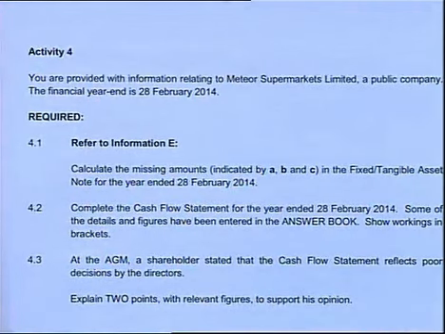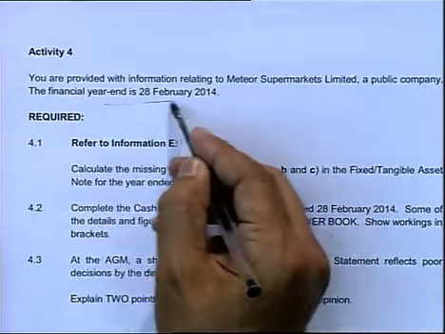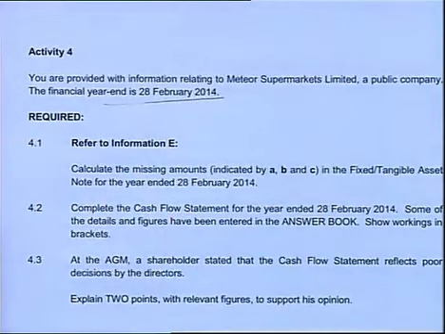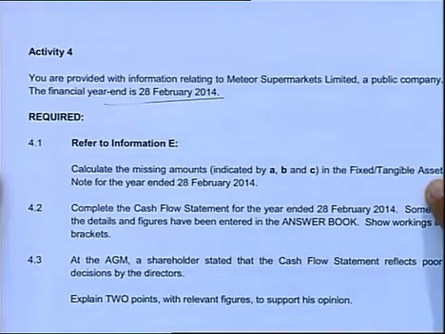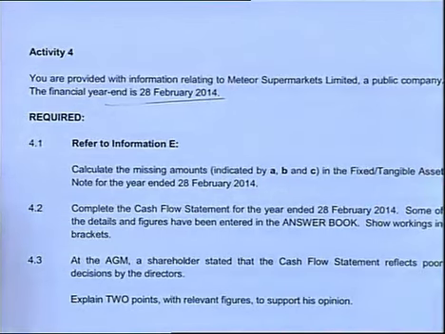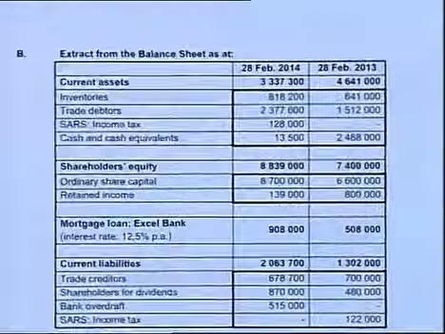Whenever you do the cash flow, you first need to see where the financial year ends, and in this case, it's on the 28th of February. You need to read the required part very carefully so that you know what they are asking. It says calculate the missing amounds indicated by the letters A, B, and C in the fixed asset or the tangible asset note for the year ended. So that we'll have to find in our answer book. So if we go to the answer book quickly.